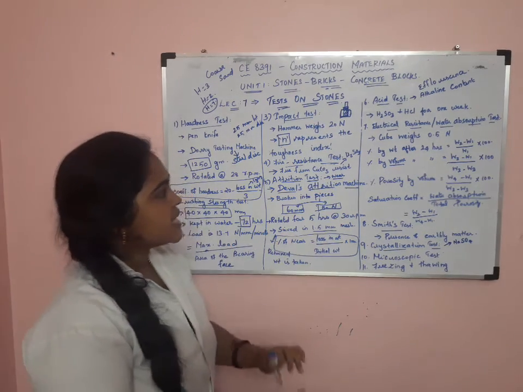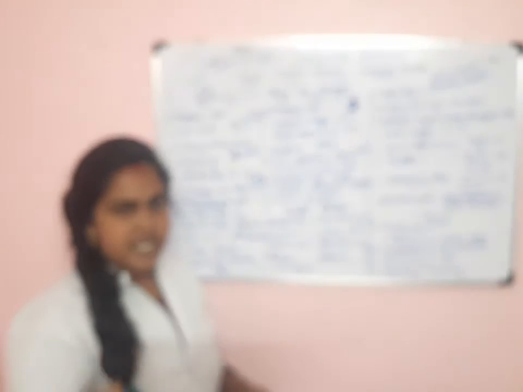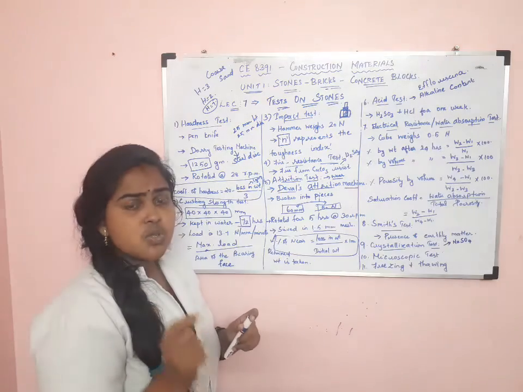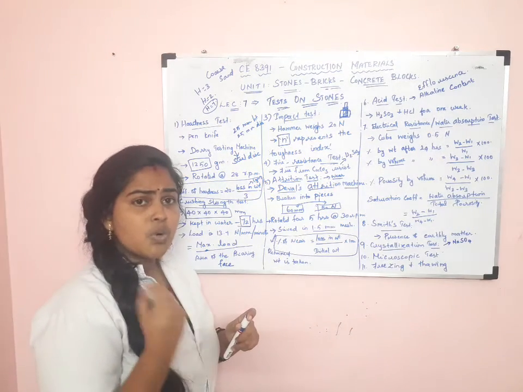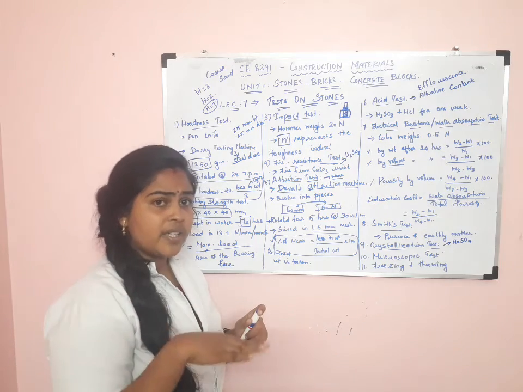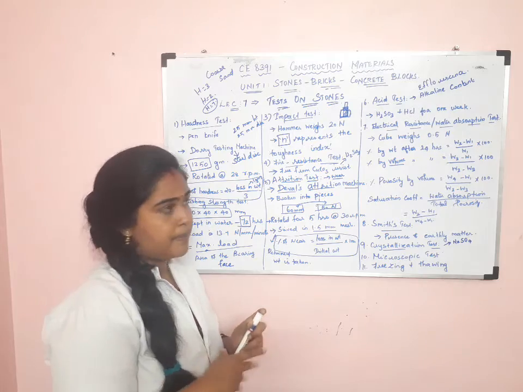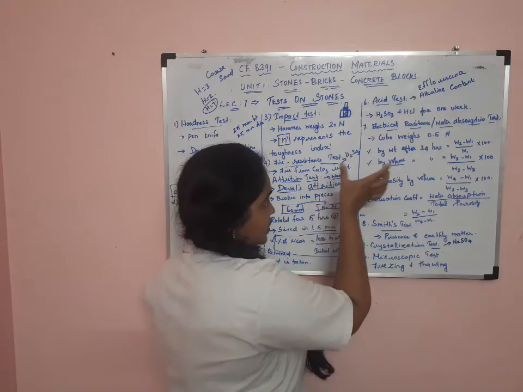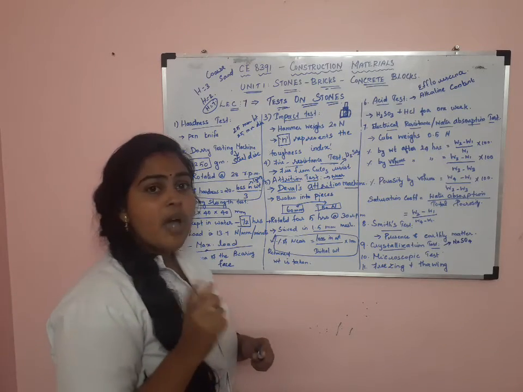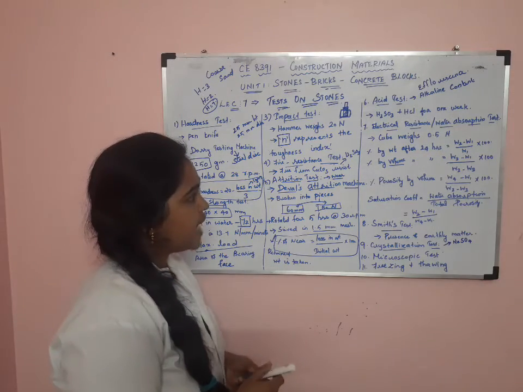So the next test is the electrical resistance or water absorption test. This is a very important test. If the stone absorbs more water, that is, if the stone is porous, we do not use it for construction purposes. For doing this water absorption test, a cube weighing 0.5 Newton is taken and the weight is denoted as W1.